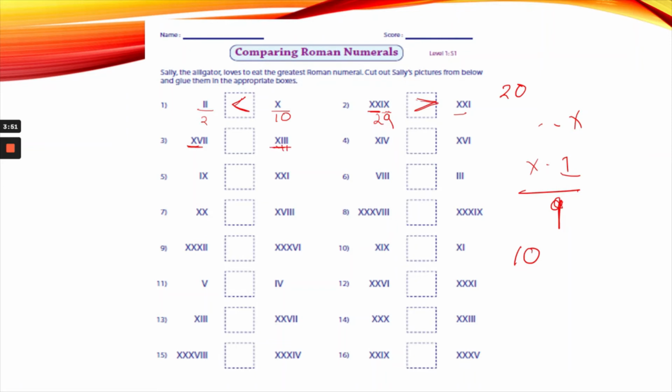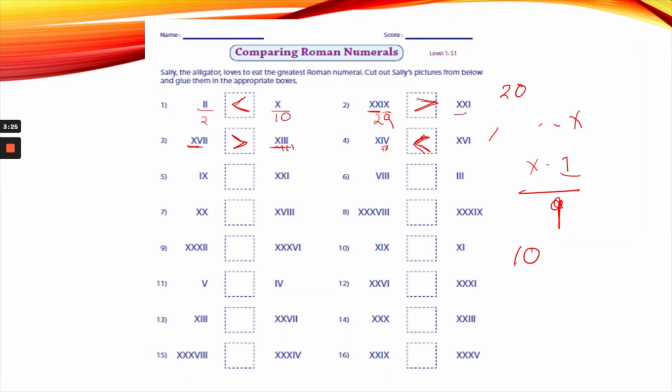X I I I. Okay, 10 means 10 plus 1 plus 1 plus 1. So which one is the bigger one, 17 or 13? Of course the 17 is bigger. Now like this, the other one is also there. So this 4 I have done. Now the fifth one I will show you.